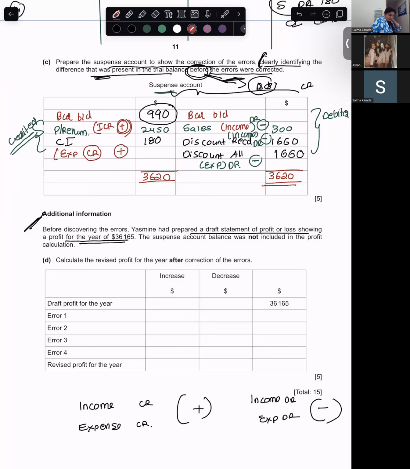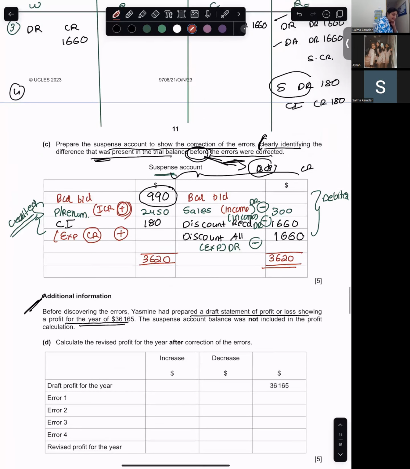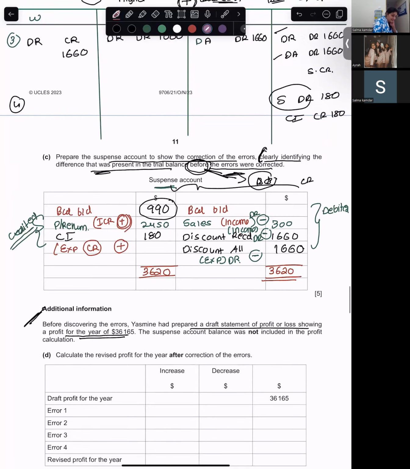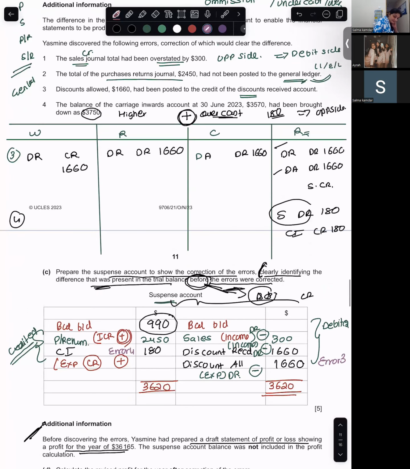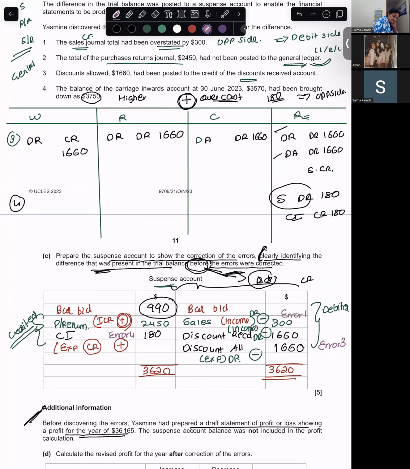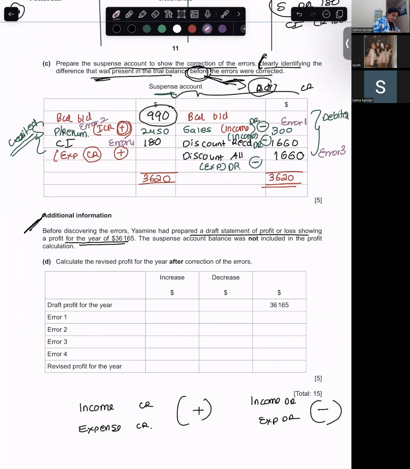Okay, fine. Now they want error 1, error 2. So I'll have to go and again classify which one is error 1, which one is error 2. The first one will be 300. Discount received, discount allowed, this is error 3. Carriage inward is error 4. Sales 1 is error 1. So this will be error 2.